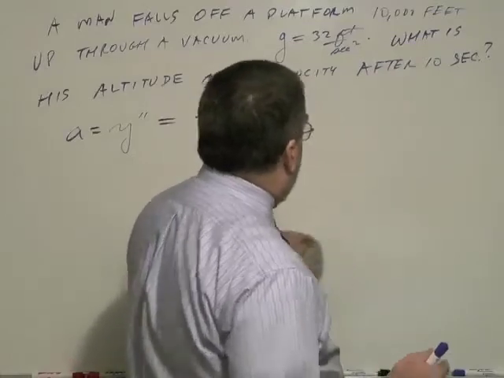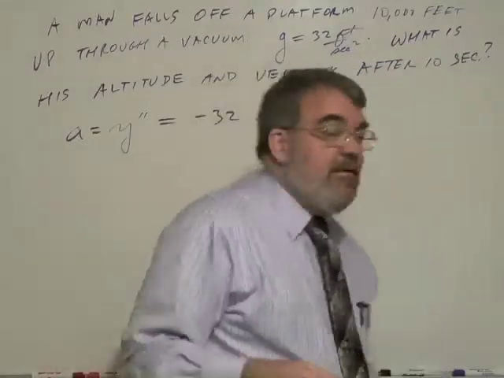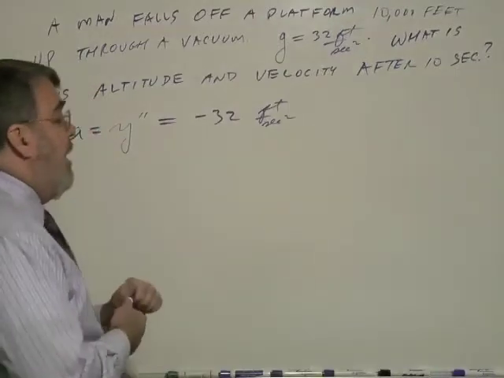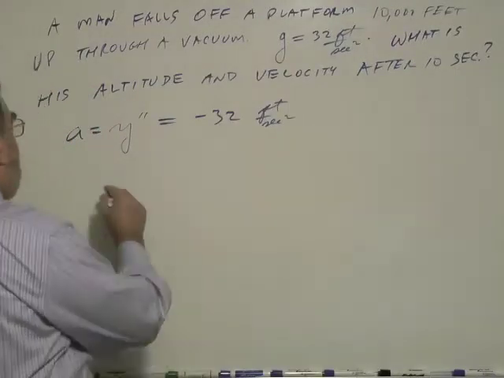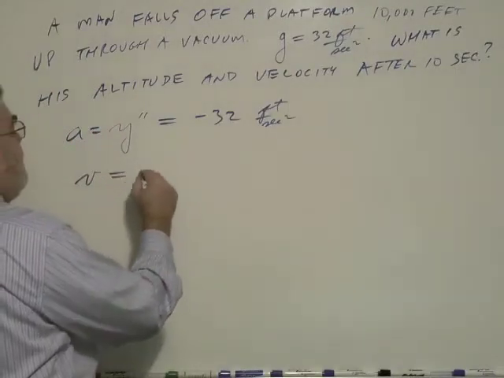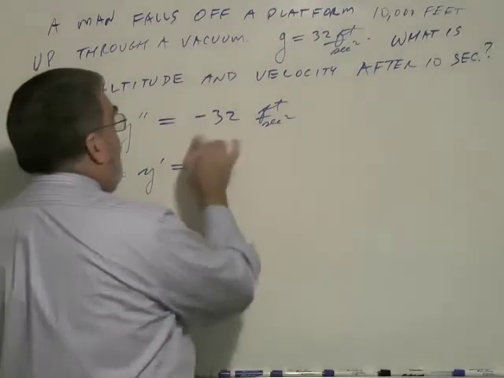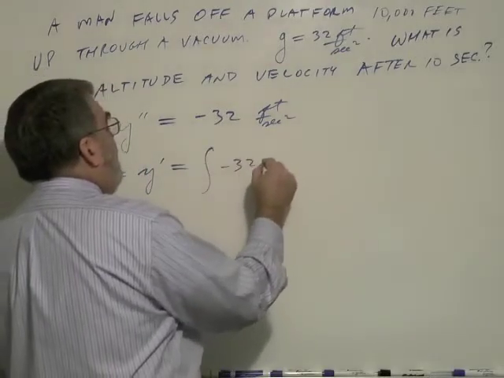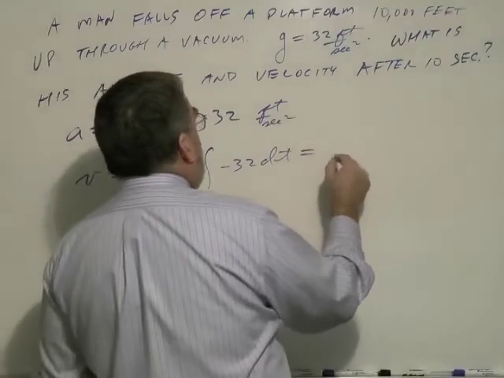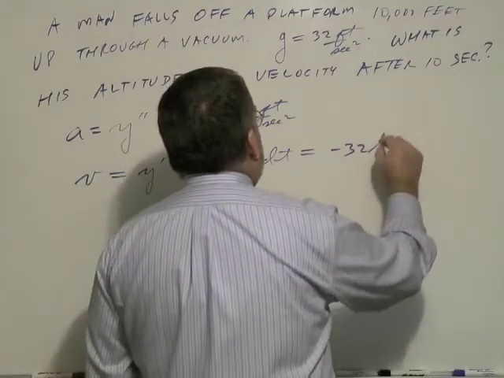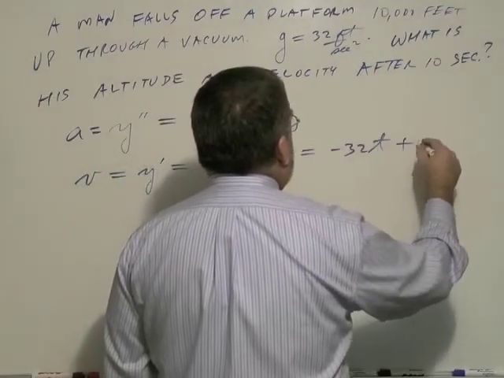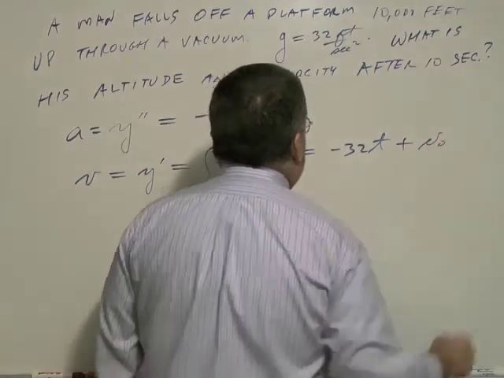Now his initial velocity is 0, isn't it? Because he's just falling off the platform. And so the velocity, which is y prime, I'll integrate negative 32 with respect to time and get minus 32t plus the constant, which is the initial velocity.